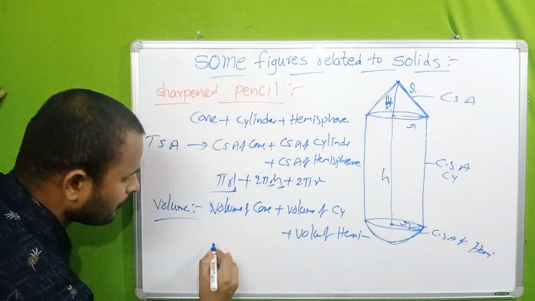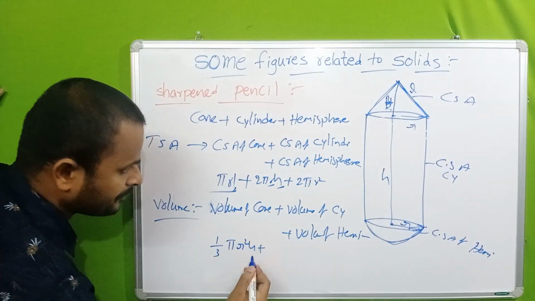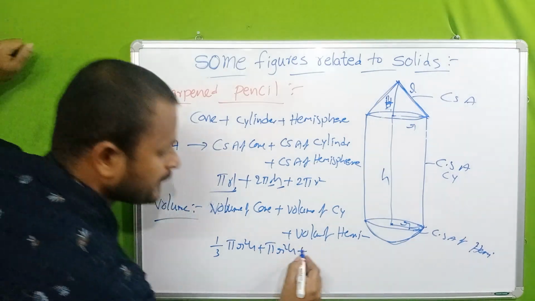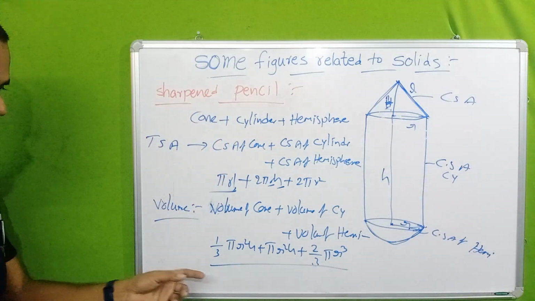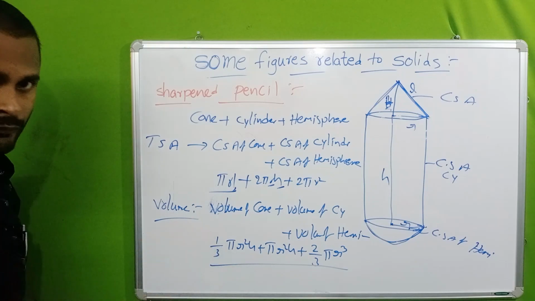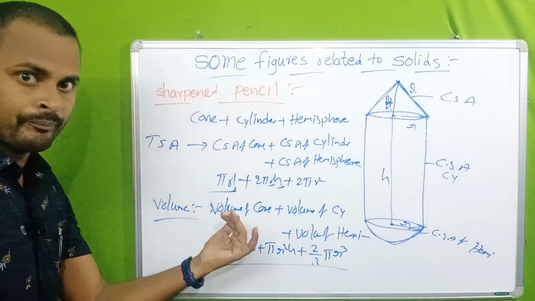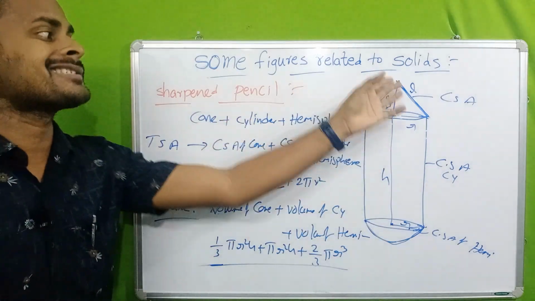What is the volume of cone? 1/3 pi r square h, plus volume of cylinder, pi r square h, and volume of hemisphere, 2/3 pi r cube. In this way we have to substitute the values. Here pi is equal to 22/7 or 3.14. By substituting the values given in the sum, we determine the volume of this sharpened pencil shape.